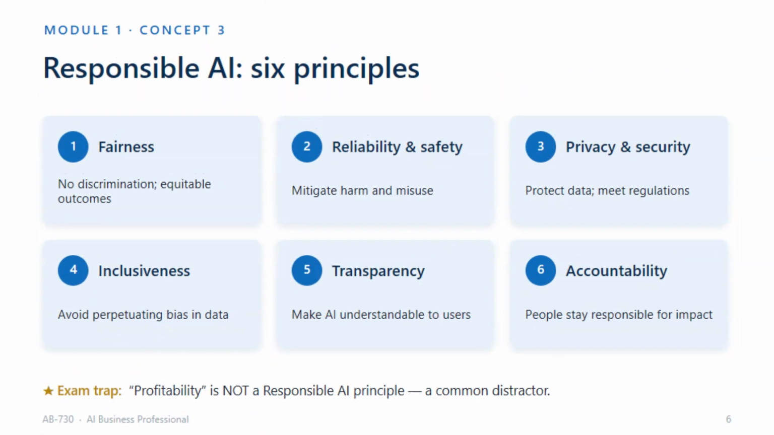Responsible AI is built on 6 principles: fairness, reliability and safety, privacy and security, inclusiveness, transparency, and accountability. Remember, profitability is not a responsible AI principle, it's a common exam distractor. Use FERPITA to recall these principles.